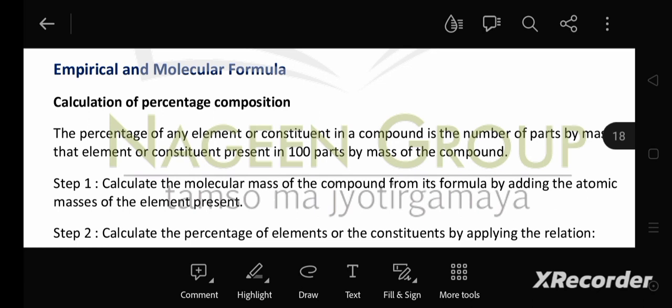How to calculate the empirical and molecular formula. Firstly, we have to know how to calculate the percentage composition of a particular element in a given compound. Now, the percentage of any element or constituent in a compound is the number of parts by mass of that element or constituent present in 100 parts by mass of the compound.